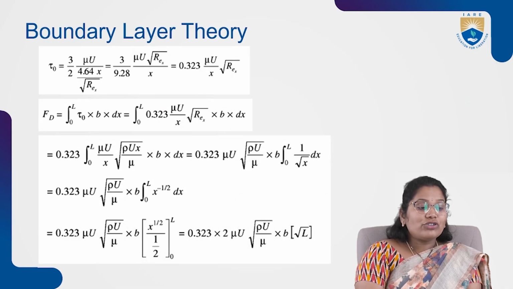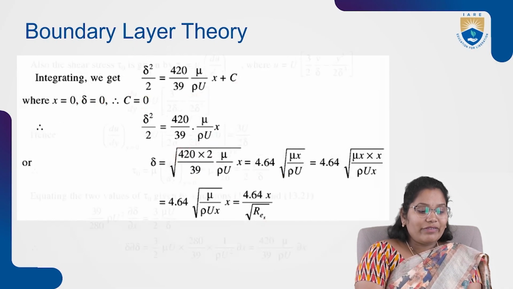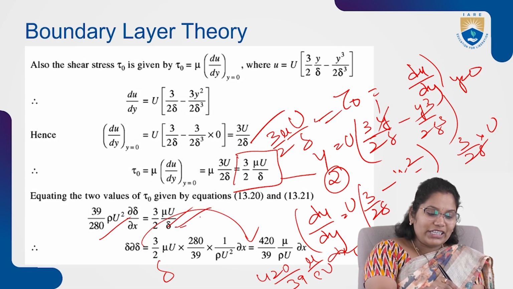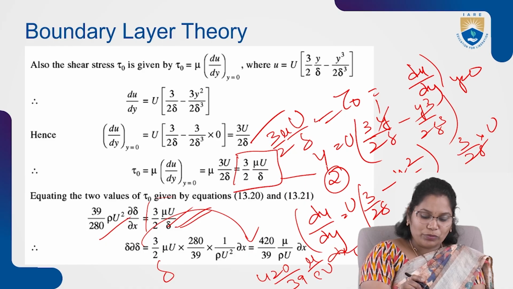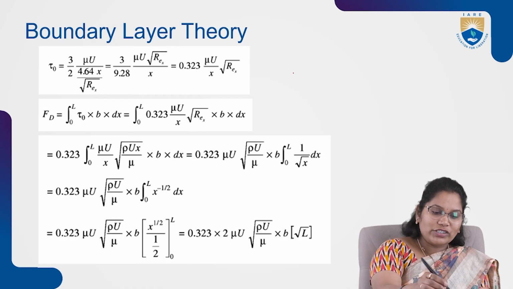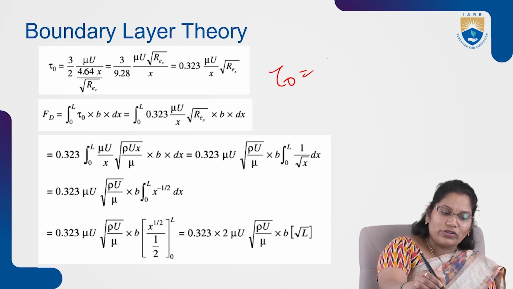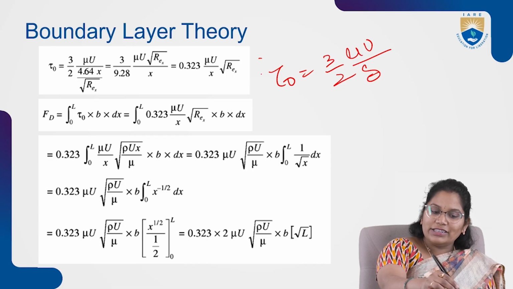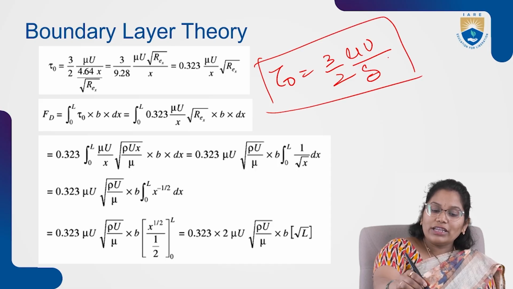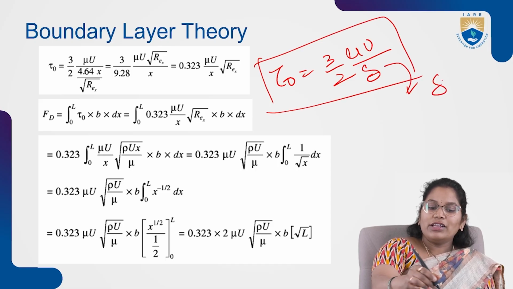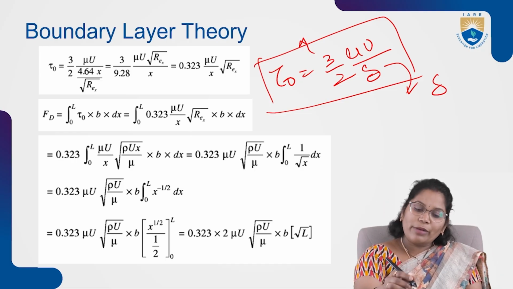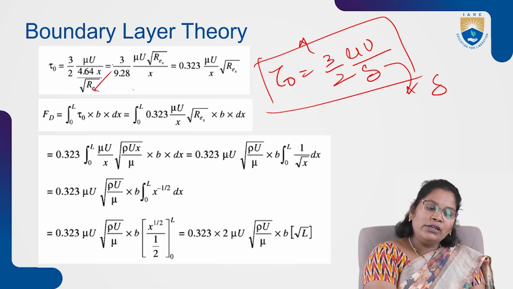So I am substituting this delta value in the previous equation. Delta value in this equation 2, which we got from Newton's law of viscosity, right? 3 by 2 mu u by delta, this equation. So in place of delta, this equation we got. So here in this equation I am substituting delta. This equation we got by Newton's law of viscosity, right? So I am substituting this delta value in this equation.